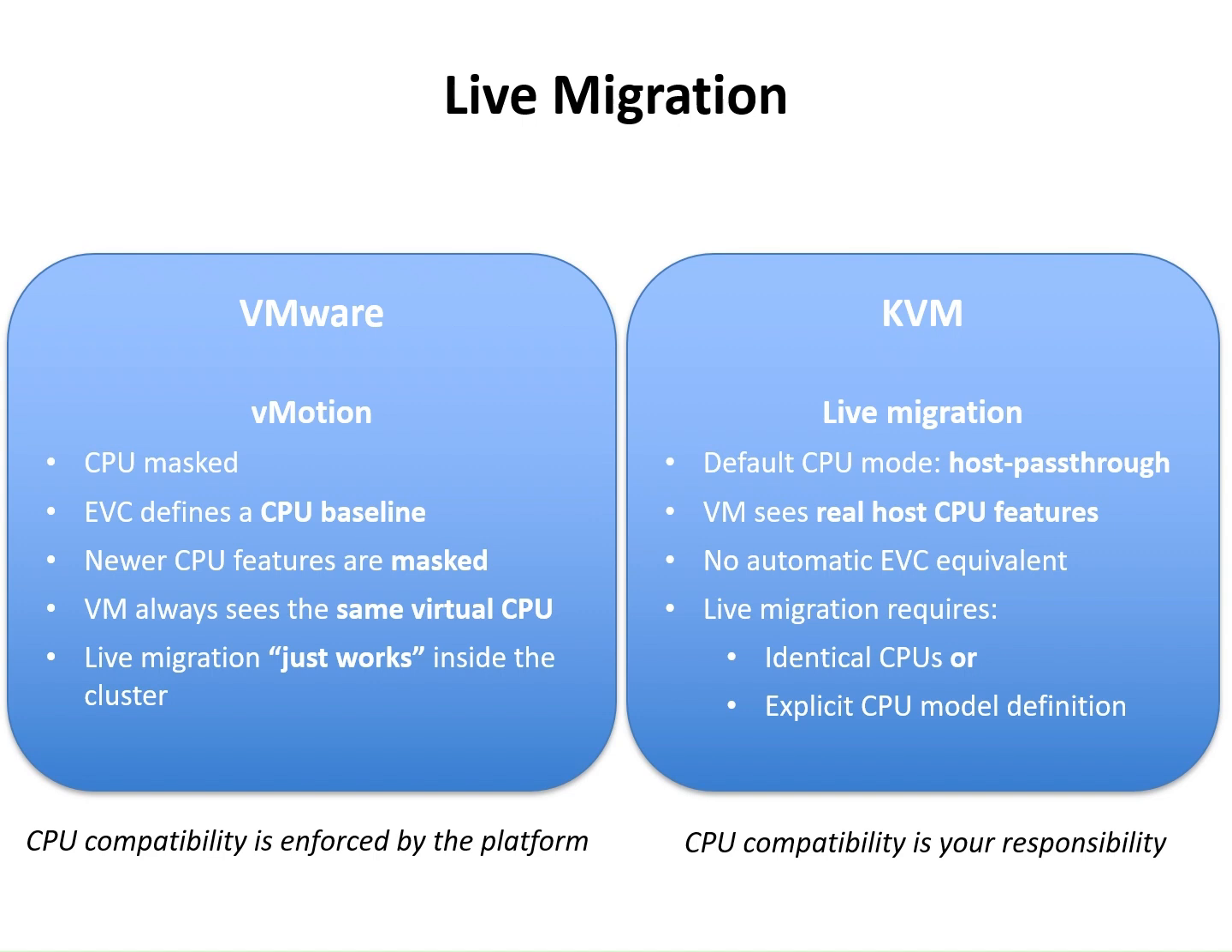The migration mechanism itself is very similar in VMware and KVM. Memory is copied while the VM continues to run. The real difference is the CPU contract. In VMware, EVC defines a baseline CPU before the VM ever boots, so the VM never sees features that might break migration. In KVM, the default is host pass-through. The VM sees the real CPU. That gives you maximum performance, but it means live migration only works if the destination CPU is compatible or if you explicitly define a CPU model. Same technology, different responsibility model.